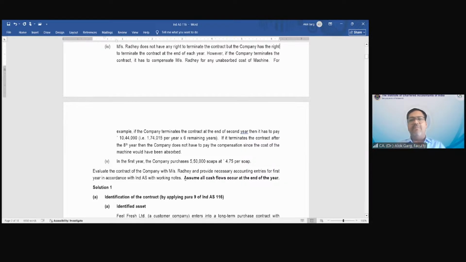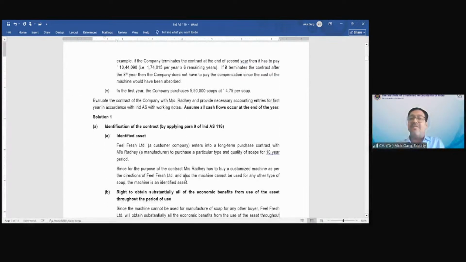Friends, first of all, tell me, is it a lease contract? For identifying if it is a lease contract, is there an identified asset? Whether the asset is explicitly or implicitly written in the contract? Answer is yes. This machine is dedicated, customized and purchased for this company only. Right? Number 2, whether the lessor has a substantive substitution right? Of course, no. वो तो machine ही customize करके इसके लिए लेके आए हैं, Feel Fresh के लिए.